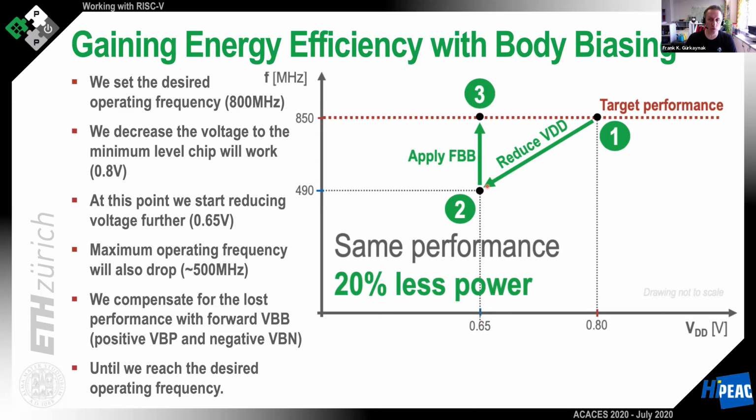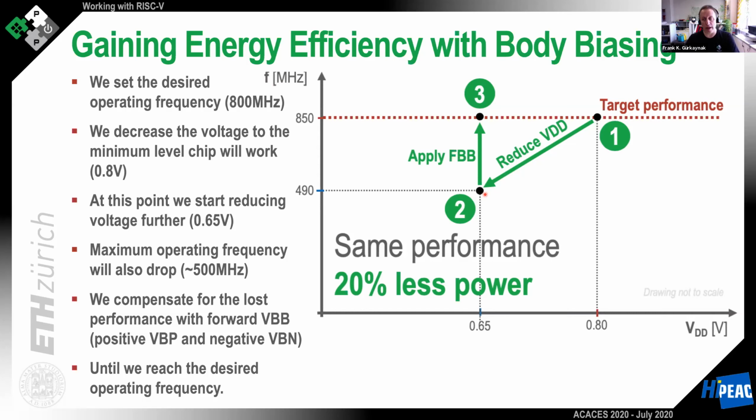What happens when you reduce your supply voltage is that the dynamic power consumption reduces by the square of the supply voltage, but so does your operating speed. So you lose some of the performance. The chip that works at 850 megahertz at 0.8 volt only works at 490 megahertz at 0.65 volt. By applying forward body bias voltage, you can recover this performance. Due to the increase in clock frequency, you will be consuming a bit more dynamic power, but this is linear, whereas the reduction was square. So in total, you have the same performance for 20% less power.